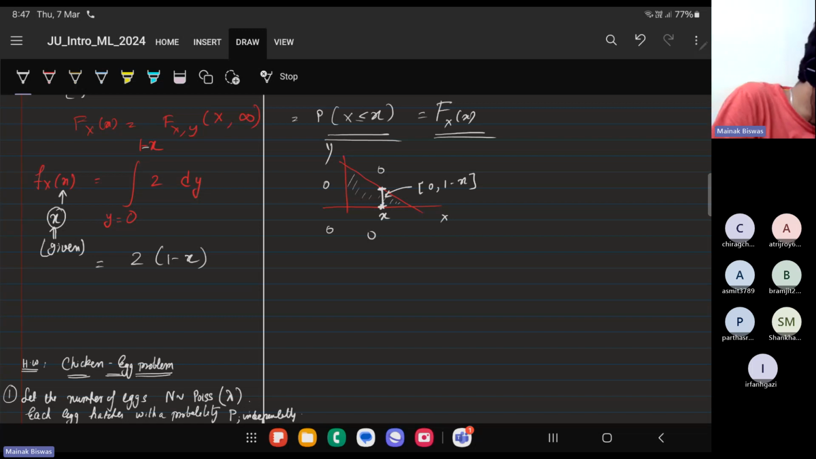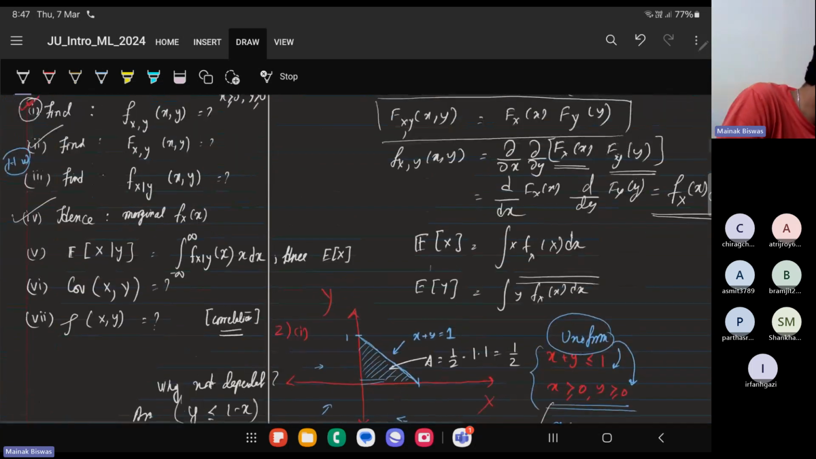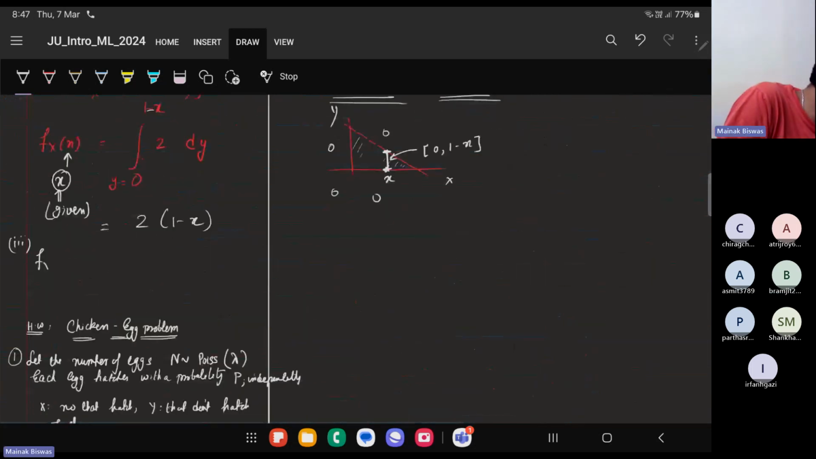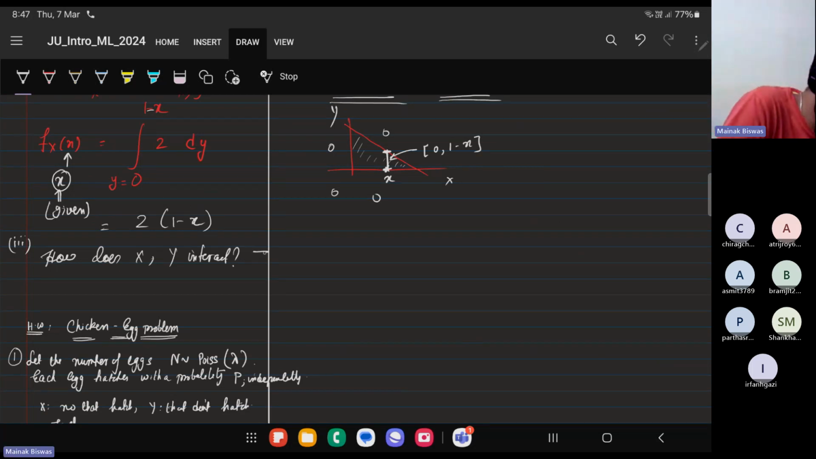Very good. Now my question 3, now comes the interesting part: how do the variables x, y interact? If I'm given y, can you tell me something about x? That's the idea. I'm given y. Can you tell me something about x? This is also known as the conditional distribution.